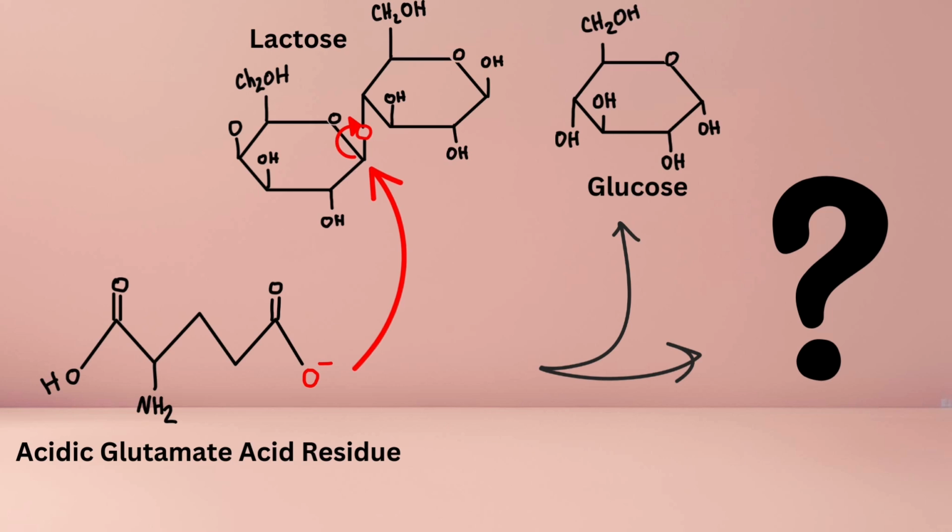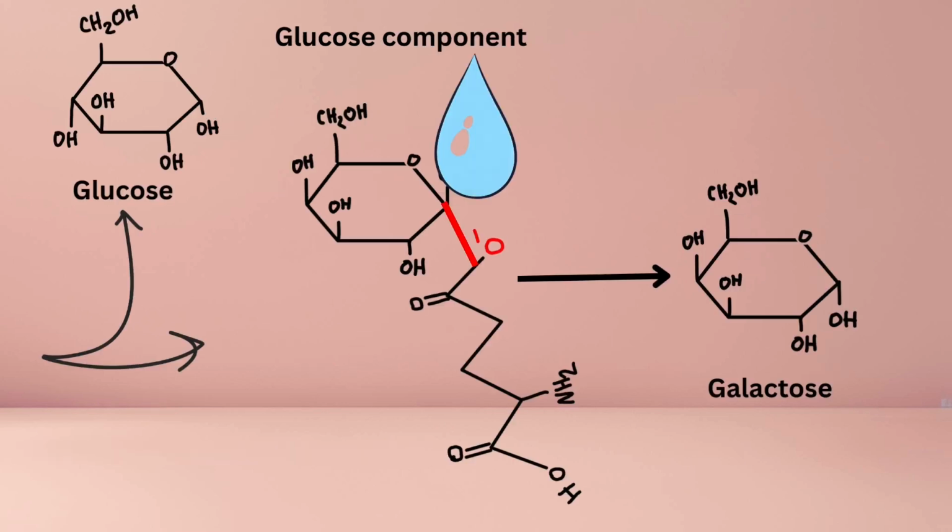An acidic glutamic acid residue donates a proton to the glycosidic oxygen on lactose, which weakens the bond. The now basic glutamate residue interacts with water, obtaining a proton. This turns it into a hydroxide ion. The new hydroxide ion attacks the electrophilic carbon on the glucose component, which completely breaks the bond, resulting in the product formation of glucose and galactose.